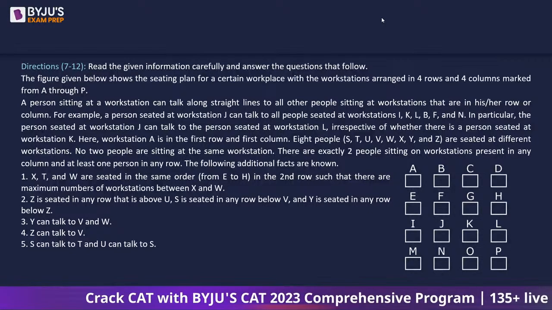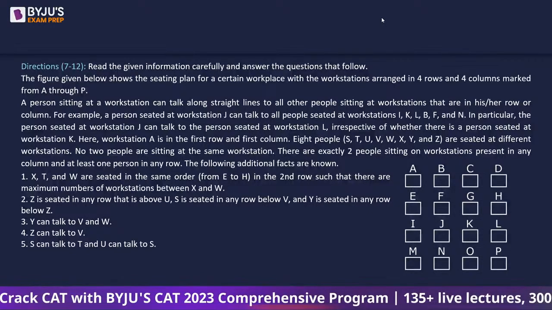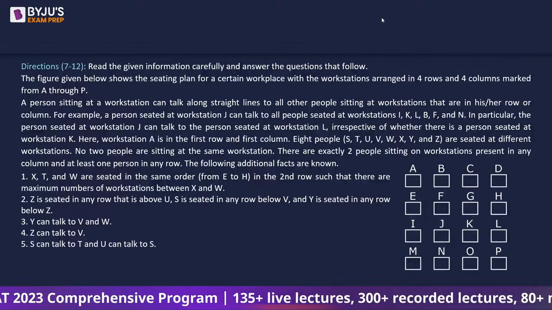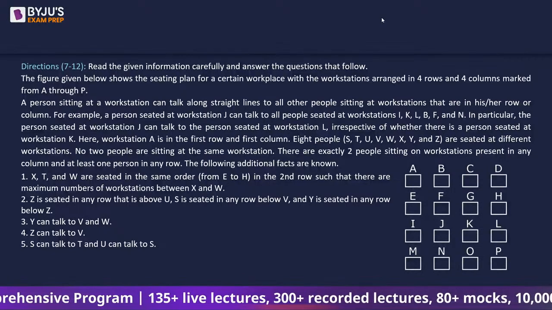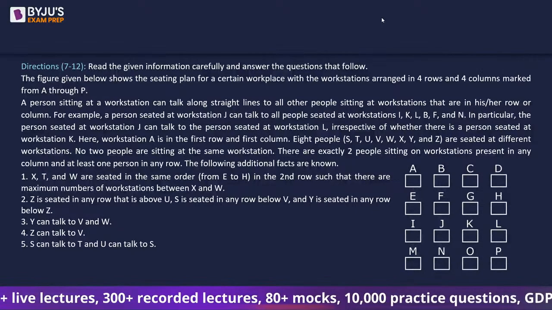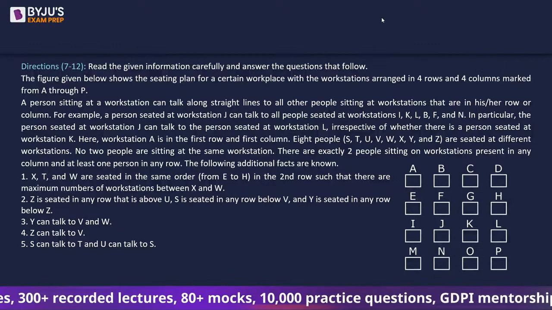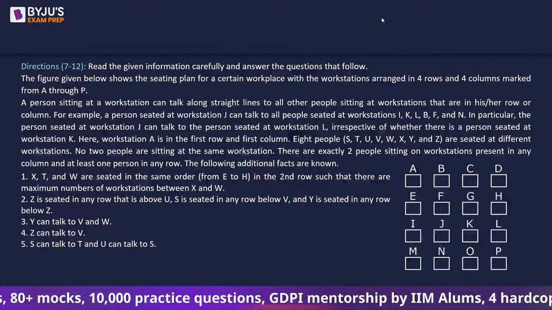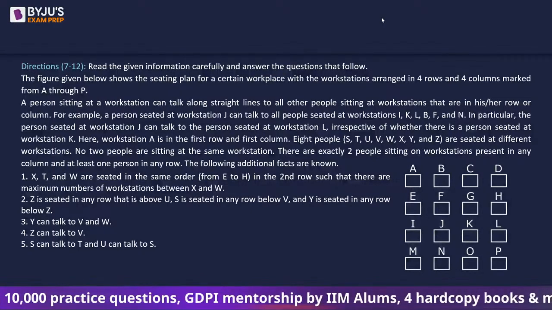The figure given below shows the seating plan for a certain workplace with the workstations arranged in 4 rows and 4 columns marked from A through P. A person sitting at a workstation can talk along straight lines to all other people sitting at workstations that are in his or her row or column.